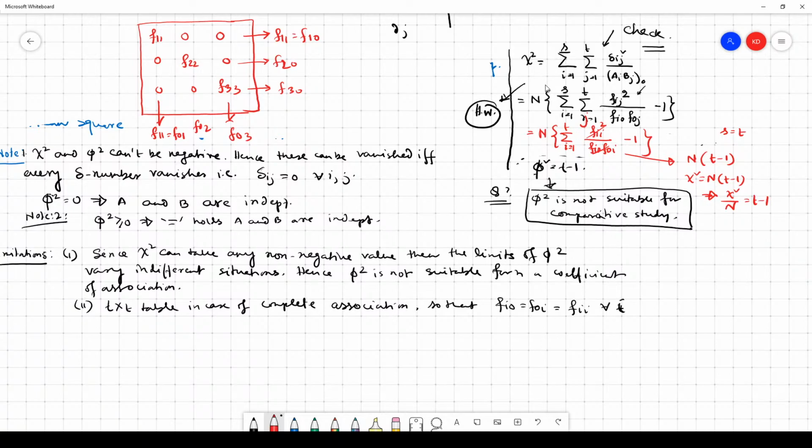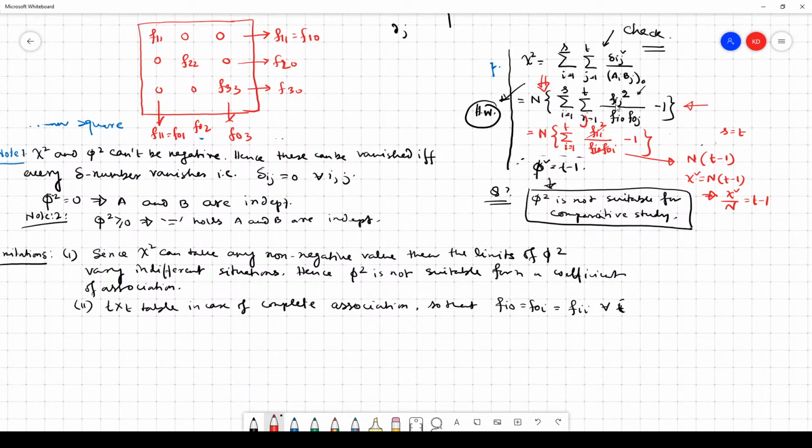So see that we can always write this thing. This portion is your homework. Just put delta ij equal to fij minus fi naught f naught j by n, whole square, divided by fi naught f naught j by n, and break this square, then you easily get the second part. This is homework, please check.